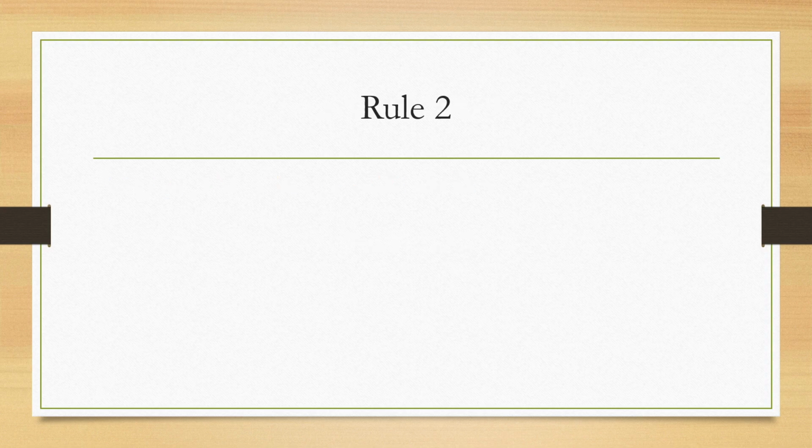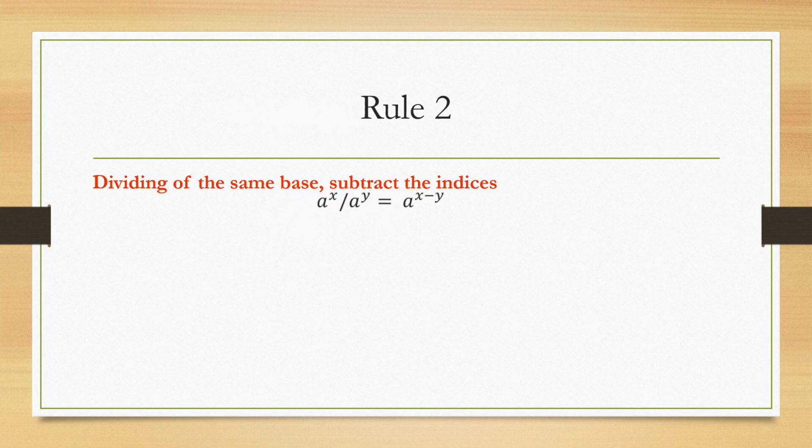So rule 2. When dividing the same base, you subtract the indices. Here's another example: a to the power of x divided by a to the power of y is the same as a to the power of x minus y.